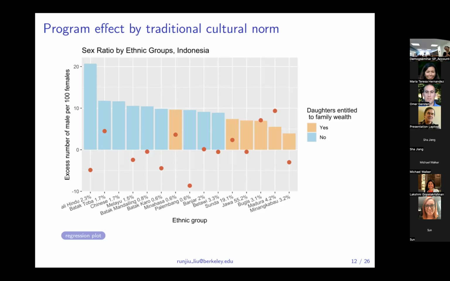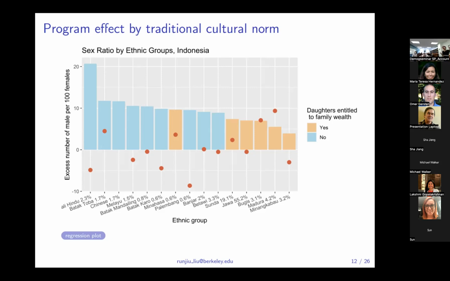Another thing is, you probably noticed that I don't have standard errors here. That's because, for example, for this Bataktoba group, that only takes about 1% of the whole population. So I would say you can definitely trust the coefficient for the Havanese group because it's 50% of the population. But for every single dot, especially when the population is just around 1% or 2% of the population, the estimate is going to be not that precise.